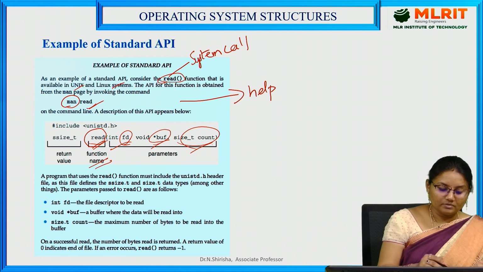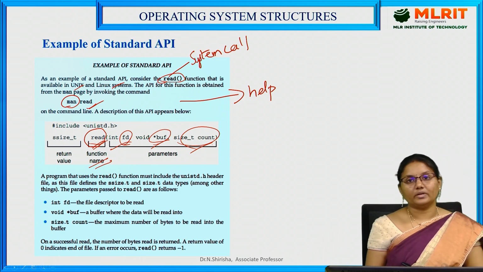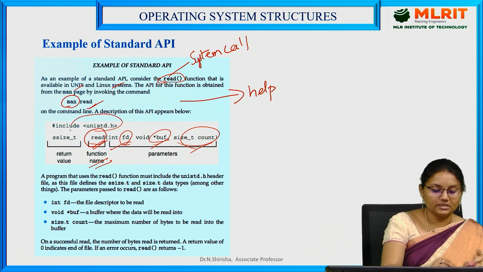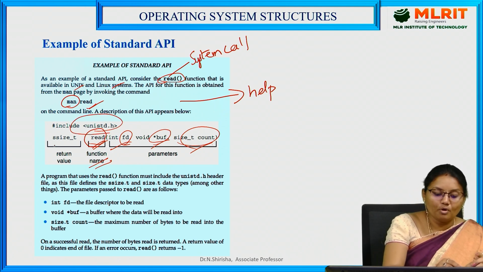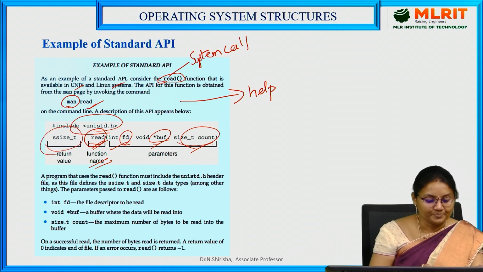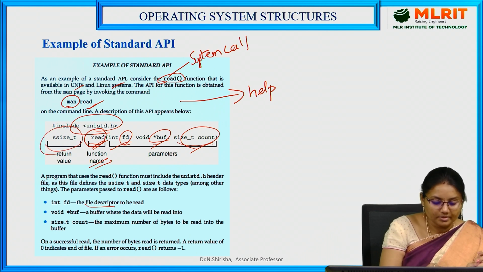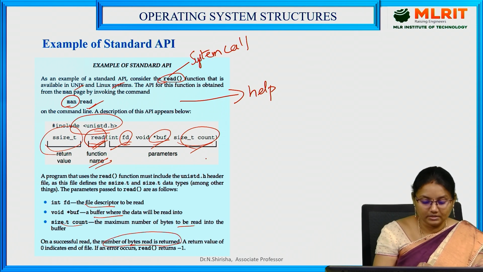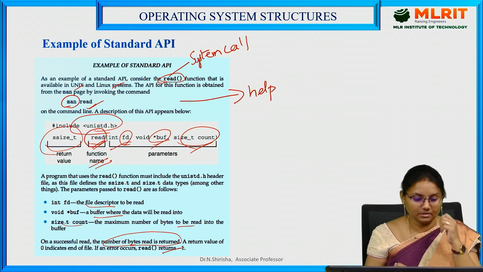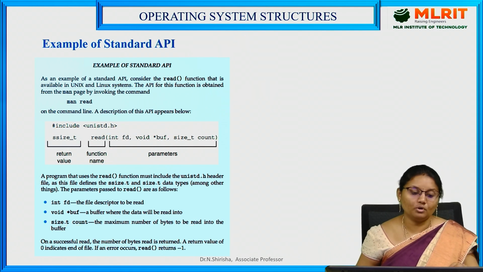And where read, write or any system calls are stored is unistd.h. So that is a header file you have to use. And the type of the read function that is returned is size. This is the return value. So int fd is a file descriptor, buffer is the buffer where data is read into, and size count is the maximum number of bytes to be read into the buffer. So on a successful read, the number of bytes read will be returned, otherwise it returns an error, that is -1. This is one example of a read system call.